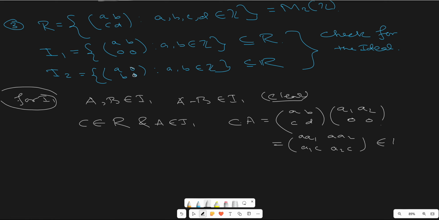Is this inside I1? It is not inside I1, because for I1 you will have to just this and this has to be 0, but this is not 0. So this is not a left ideal.